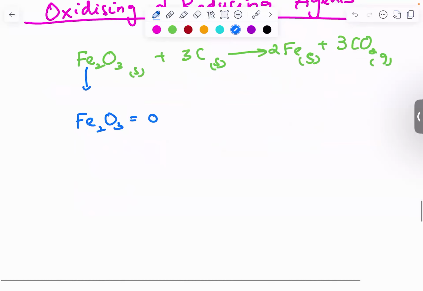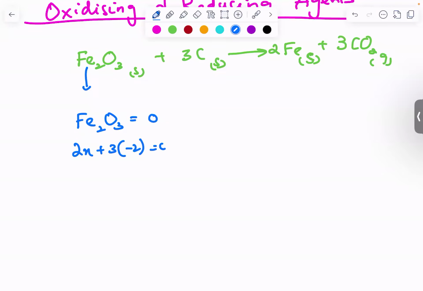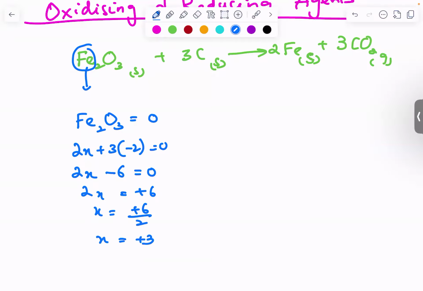So that would be 2x plus 3 times minus 2 is equal to 0. I'm calculating it for Fe. So 2x minus 6 is equal to 0, 2x is equal to plus 6, x is equal to plus 6 over 2, x is equal to plus 3. Yes or no?